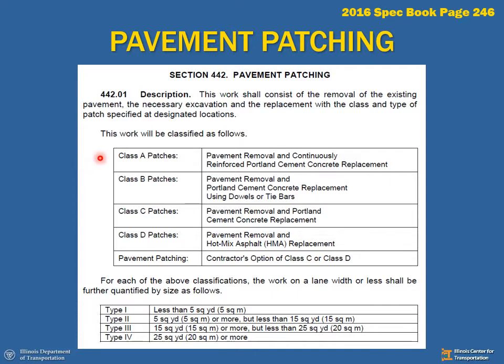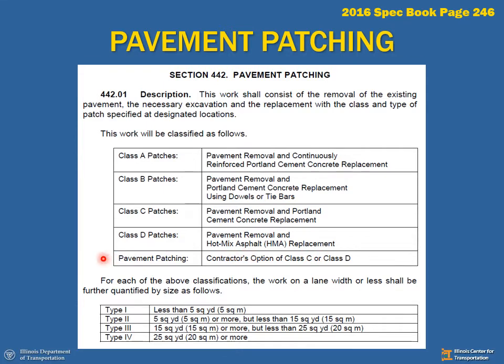The class of patch is determined by what type of construction and also what materials are being used as the patch material. Classes A, B, and C all use Portland cement concrete. Class A is reinforced, Class B uses dowel bars or tie bars, and Class C has no reinforcement whatsoever. No dowel bars, no tie bars, no reinforcement. Class D is HMA replacement only, hot mix asphalt.